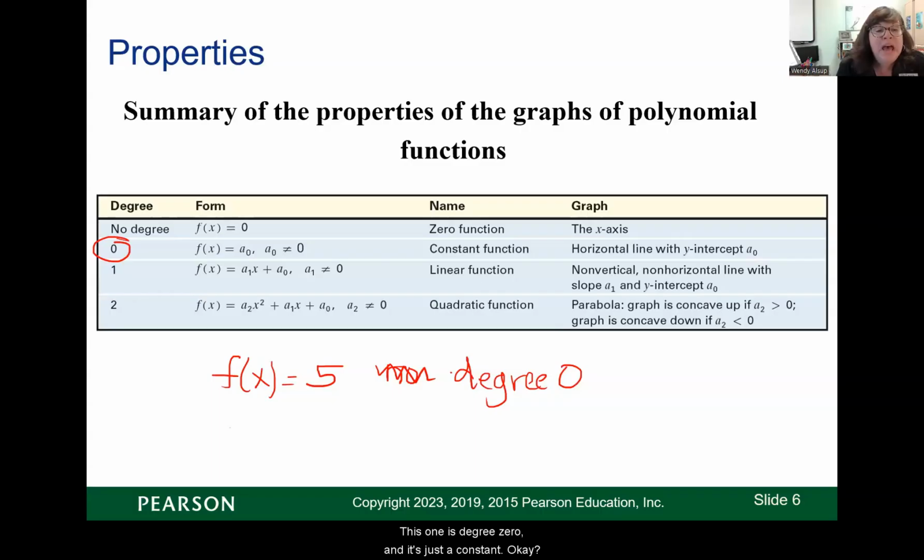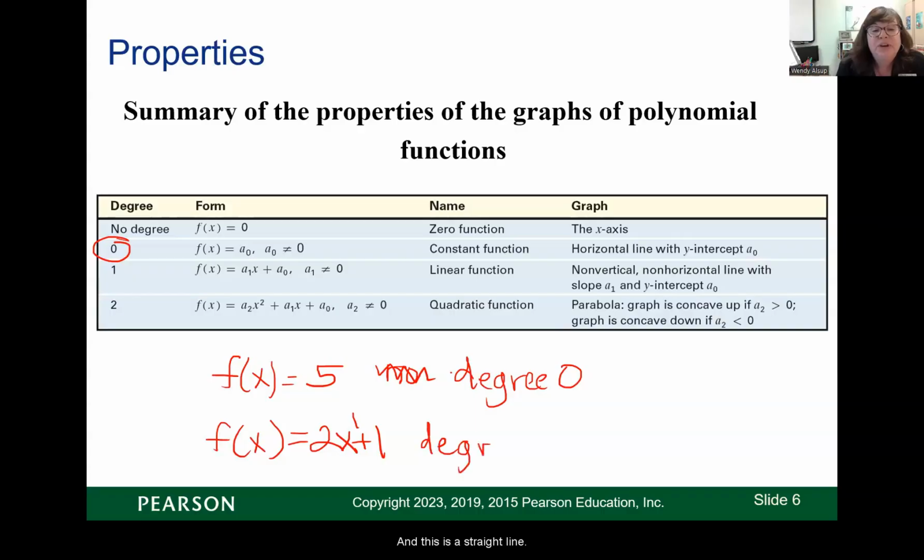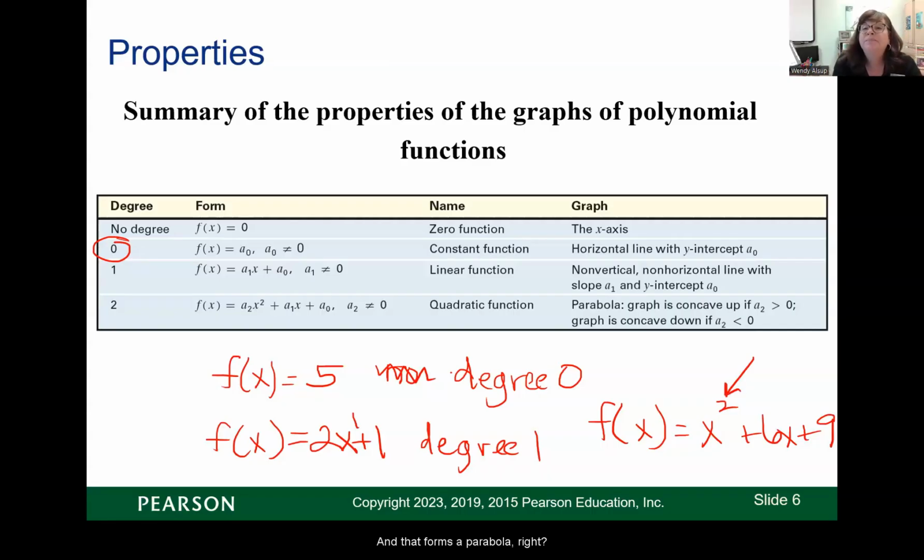Okay. F of x equals 2x plus 1 is degree 1. Highest exponent is 1. And this is a straight line. That's a straight line, a linear function. And then we've done quadratics like f of x equals x squared plus 6x plus 9. That's degree 2, and that forms a parabola, right?